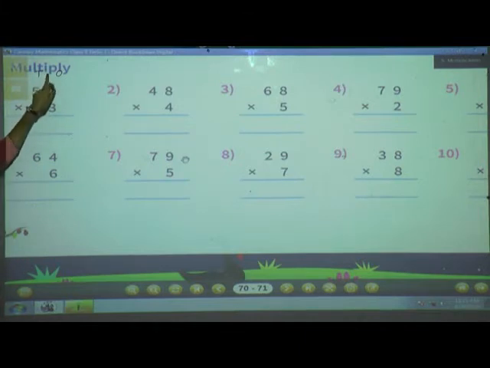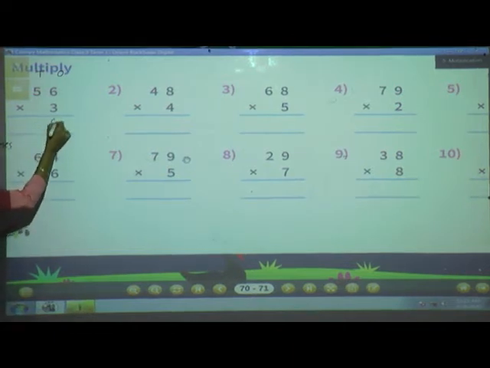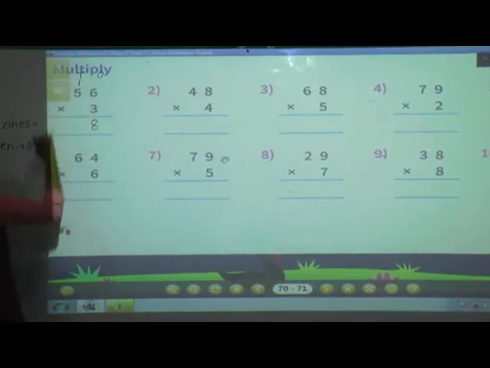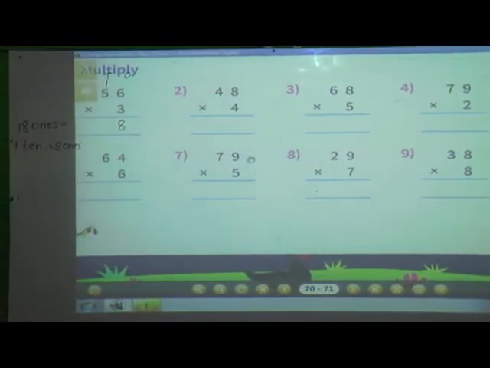3 into 6 ones. 3 6s are 18. So 18 ones is equal to what, students? 18 ones is equal to 1 ten plus 8 ones. Correct. So at ones place we will write 8 and we will give 1 as a carry to the tens place.